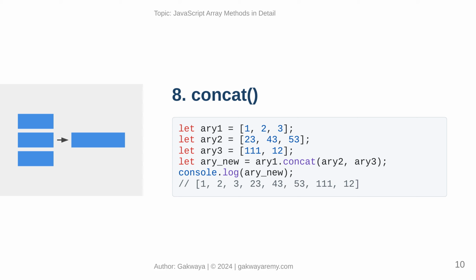Concat combines two or more arrays by appending them in sequence. It creates a new array without modifying any of the original arrays. This is useful when you need to merge multiple arrays into a single array while keeping the originals intact. Think of it like joining multiple trains into one longer train.